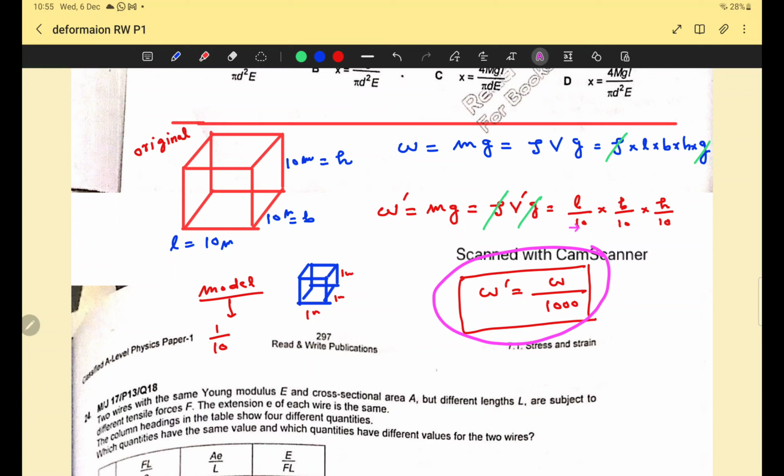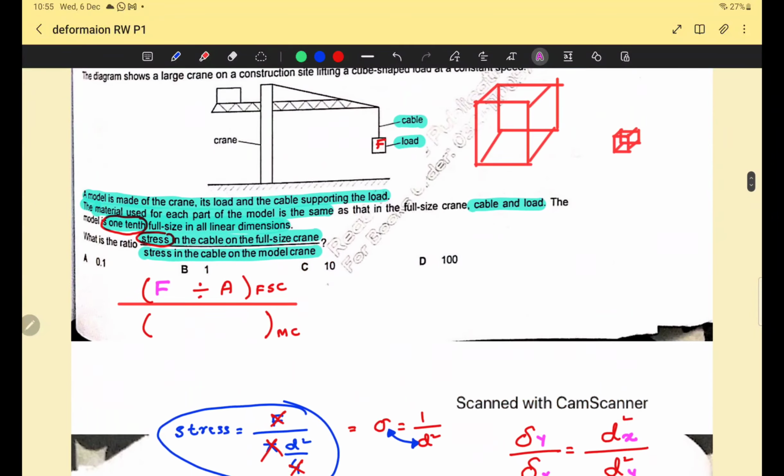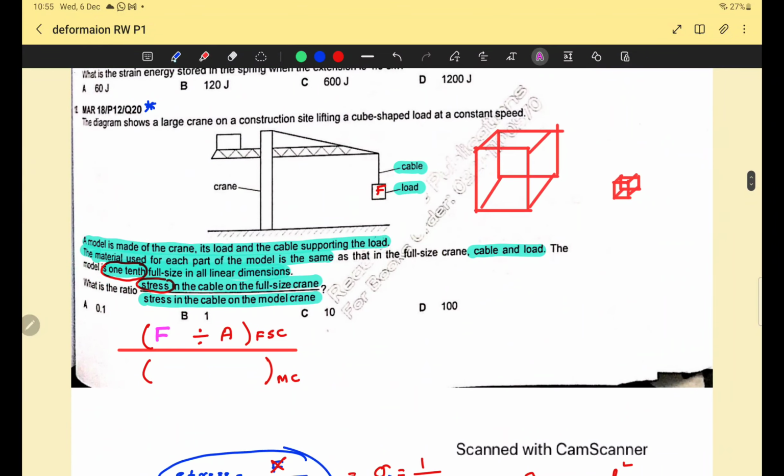Dimension is 1 by 10. Length reduced by 1 upon 10, breadth reduced to 1 upon 10, height reduced to 1 upon 10. Then obviously volume is reduced by 1 upon 1000: 10 multiplied by 10 multiplied by 10. And if volume is reduced to 1 upon 1000, then the weight of the block will also reduce by 1 upon 1000. So the weight, that is force, is reduced by 1 upon 1000.